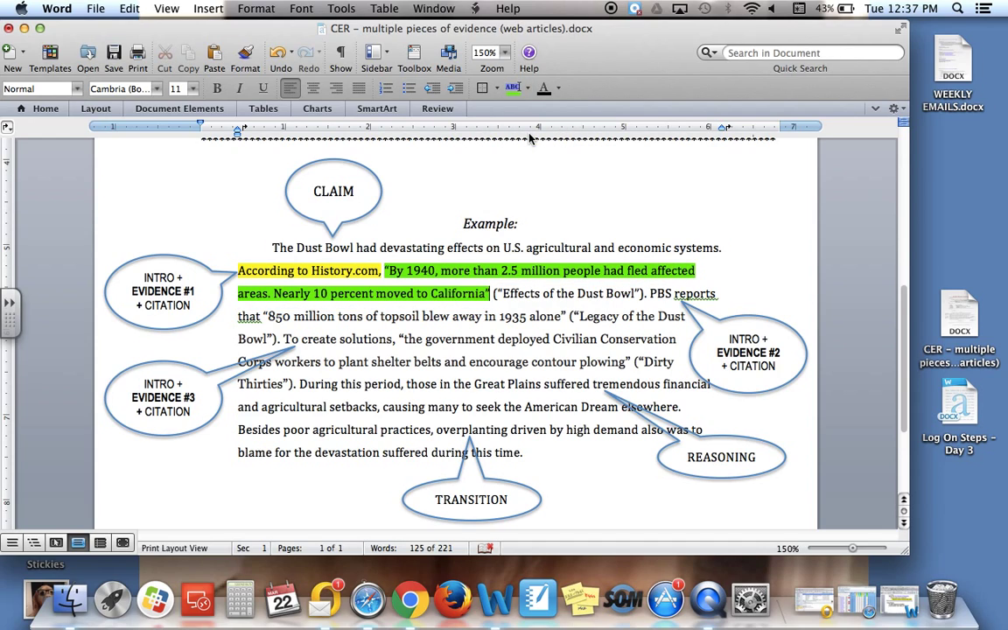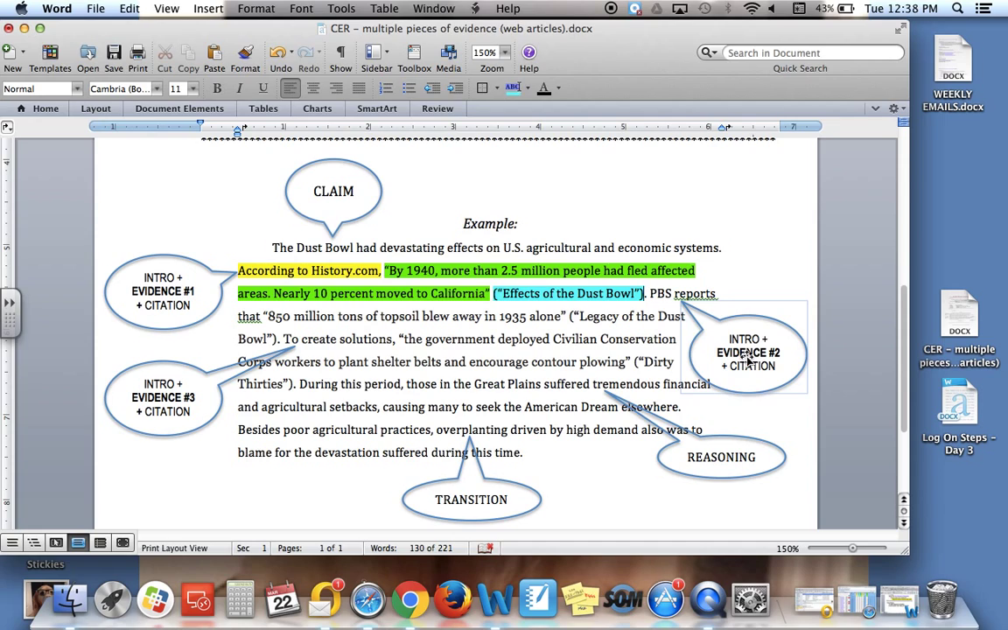By 1940, more than 2.5 million people had fled affected areas. Nearly 10% moved to California. My evidence is borrowed from an outside source, so I use quotation marks around it, and I need to follow it with my citation. I need to give credit to the source where it was borrowed from: "Effects of the Dust Bowl," the name of the website article where I took that information from. Notice that articles take capital letters and go in quotation marks.